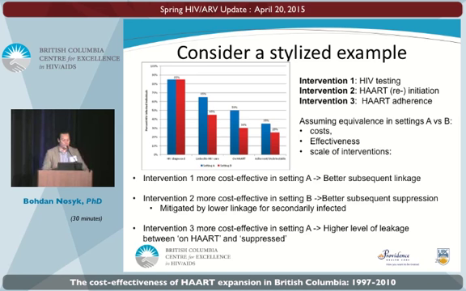Intervention 2 is going to be more cost effective in setting B because of the better subsequent suppression. However, this is mitigated by the lower linkage for those secondarily infected. And intervention 3 is going to be more cost effective in setting A because of the higher level of leakage between the on-HAART and suppressed stages. So even if you have equivalent interventions in these two settings, and you can consider them health authorities, or even within a health authority, one risk group versus another, it's actually a different guidance in terms of what is your most cost-effective intervention. So we need to think about this carefully.